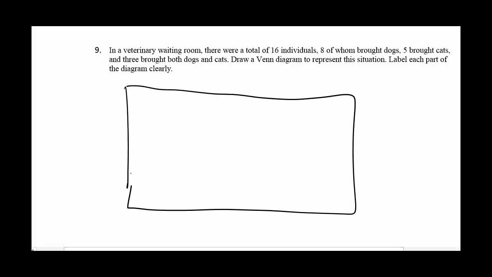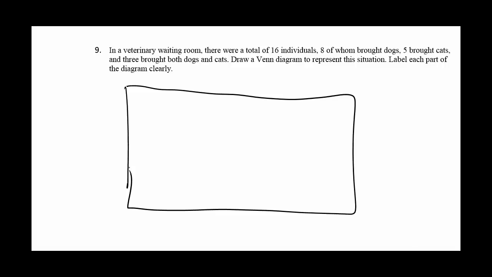All right, in number 9, we're actually given a bunch of numbers in a couple scenarios and asked to create a Venn diagram and then label these things. So let me start by drawing the universal set, big old box. And then let's read this and decide what type of picture we should draw. So in a veterinary waiting room, there are a total of 16 individuals, 8 of whom brought dogs, 5 brought cats, and 3 brought both dogs and cats.